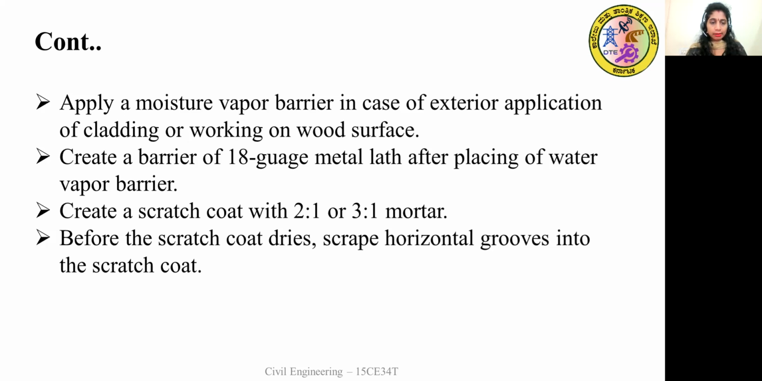Next, create a barrier of 18 gauge metal lath after placing the water vapor barrier. After providing the metal lath, we should fix the stone cladding. Create a scratch coat with 2:1 or 3:1 mortar. We have to prepare the scratch coat. Why 2:1 and 3:1? Because it is a very rich mortar.